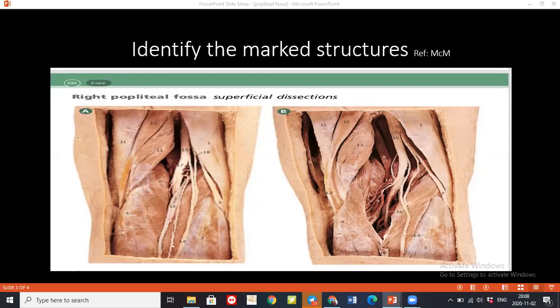What is 14? Can you bring the cursor? Yes, 14 is the sural nerve. It's a cutaneous nerve, so it supplies the posterolateral aspect of the leg and the lateral aspect of the foot, the lateral edge of the foot actually. Right, good. That's good.